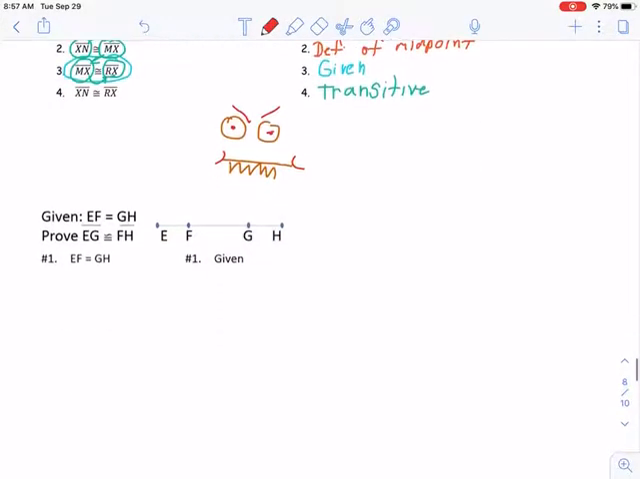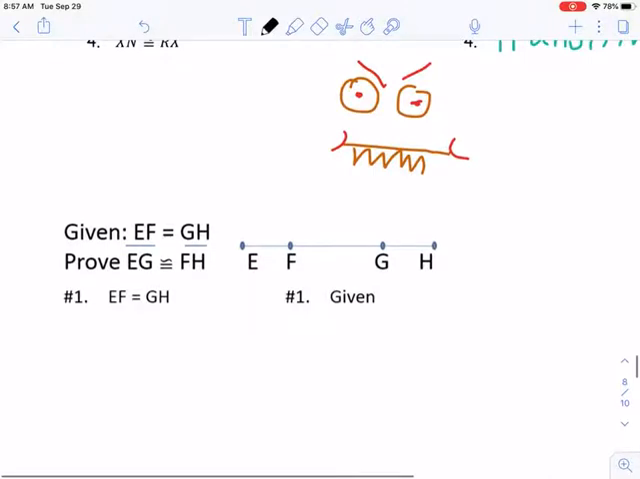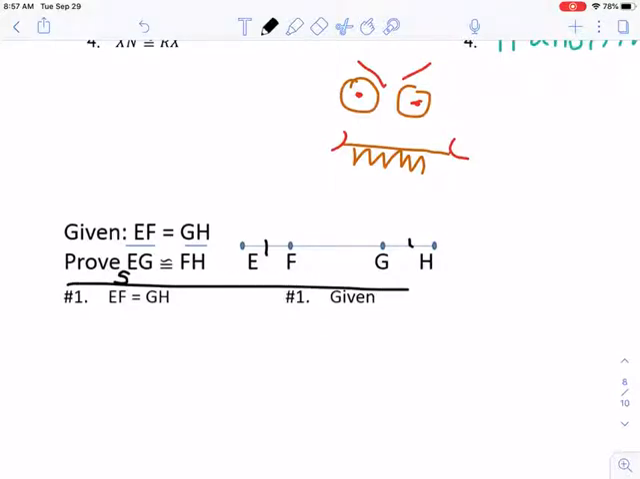Alright. Now, here's a proof from scratch, alright? So you might be shaking in your boots, a little scared right now. I have to do everything by myself. We'll get over it. EF equals GH. Given. Alright, so that's right there. That's my statements, my reasons.